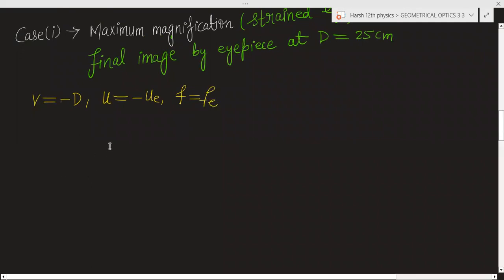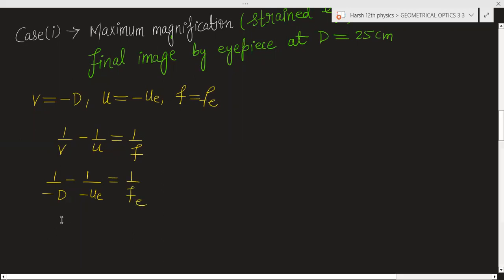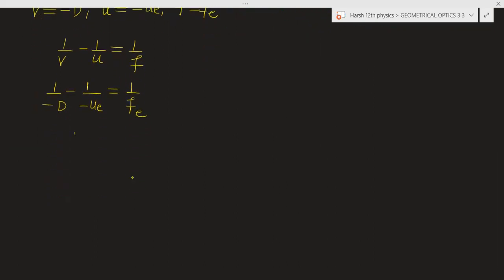Now we can apply the lens formula, that is 1 upon v minus 1 upon u is equal to 1 upon f. 1 upon v means 1 upon minus D, minus 1 upon minus ue, is equal to 1 upon fe. So from here you will get 1 upon ue. Minus minus becomes plus. Minus 1 by D goes to the other side and becomes plus 1 by D. So 1 upon ue is equal to 1 upon fe plus 1 upon D.